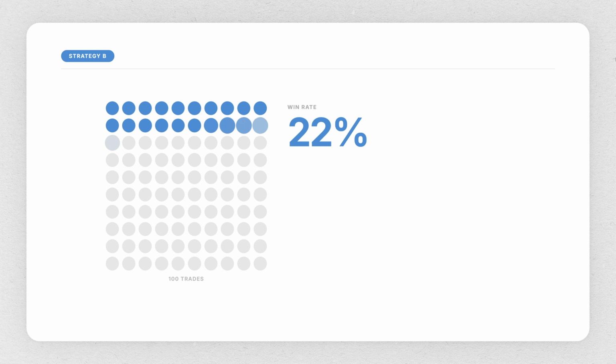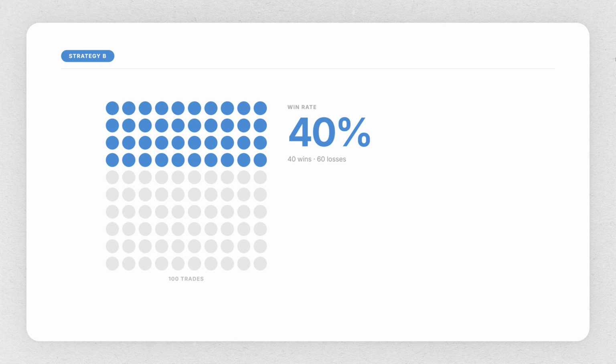Strategy B has a win rate of only 40% and a win-to-loss ratio of 4:1. It loses more often than it wins. 60 out of 100 trades are losses. But when it wins, it makes 4 times what it loses. A 1,000 rupee losing trade is offset by a 4,000 rupee winning trade.